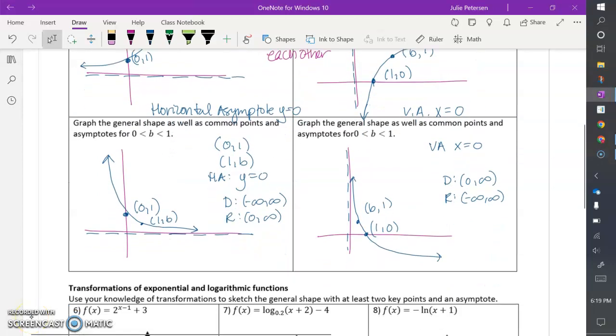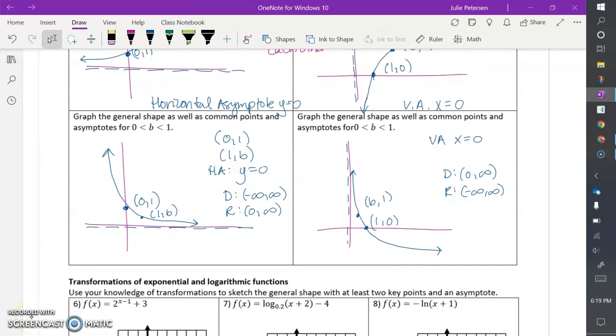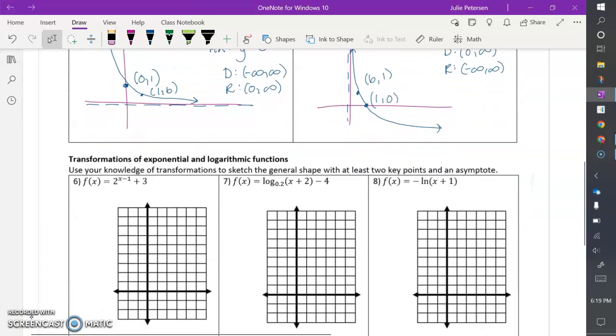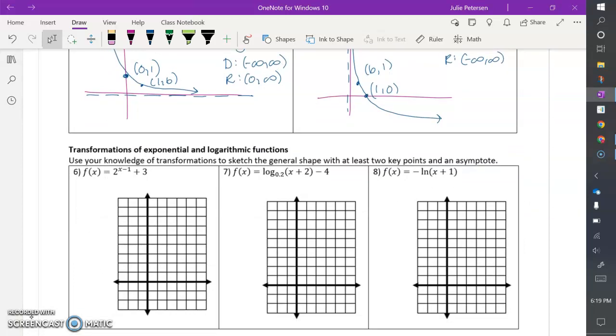So now what you're going to want to do is try and take these basic points and understandings about exponential functions and logarithmic functions and see if you can sketch these functions below. So I want you to identify their transformations, their base, whether they're exponential or logarithmic, and see if you can graph these with a couple key points. We'll show those in a separate video.